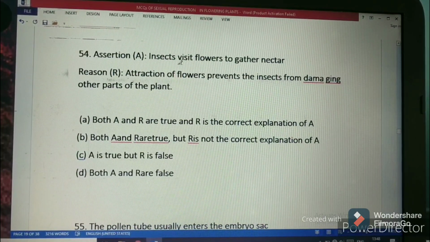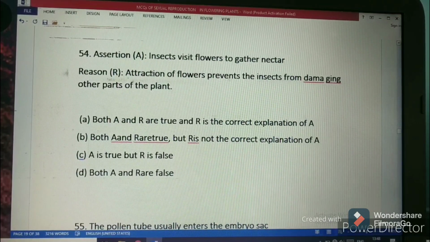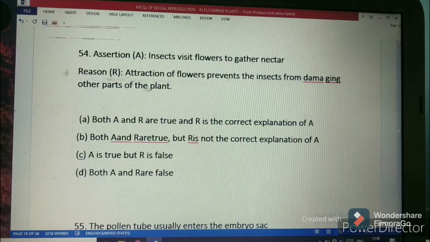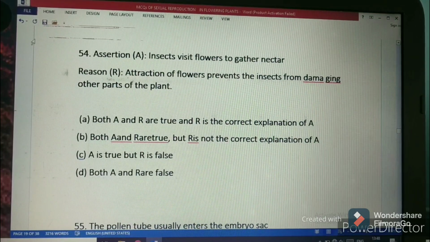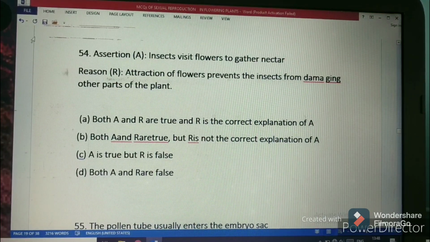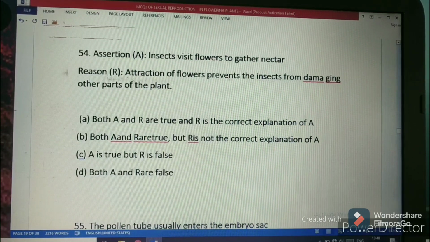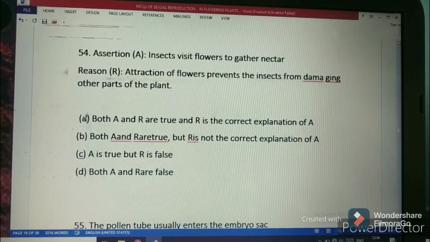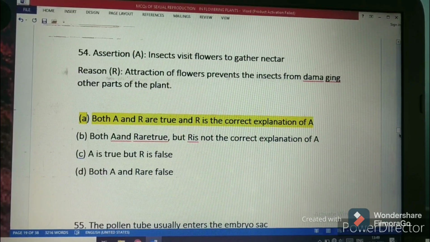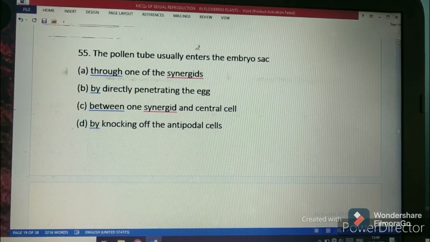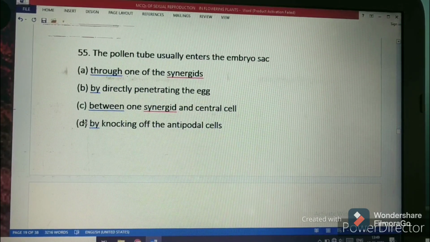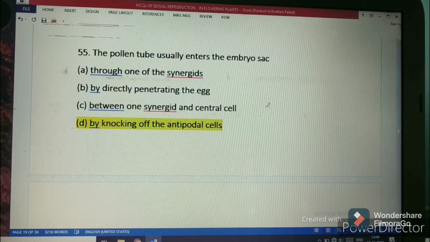Assertion A: Insects visit flowers to gather nectar. Reason: the attraction of flowers prevents the insect from damaging other parts of the plants. Both A and R are true, and R is the correct explanation of A. A is the correct answer.